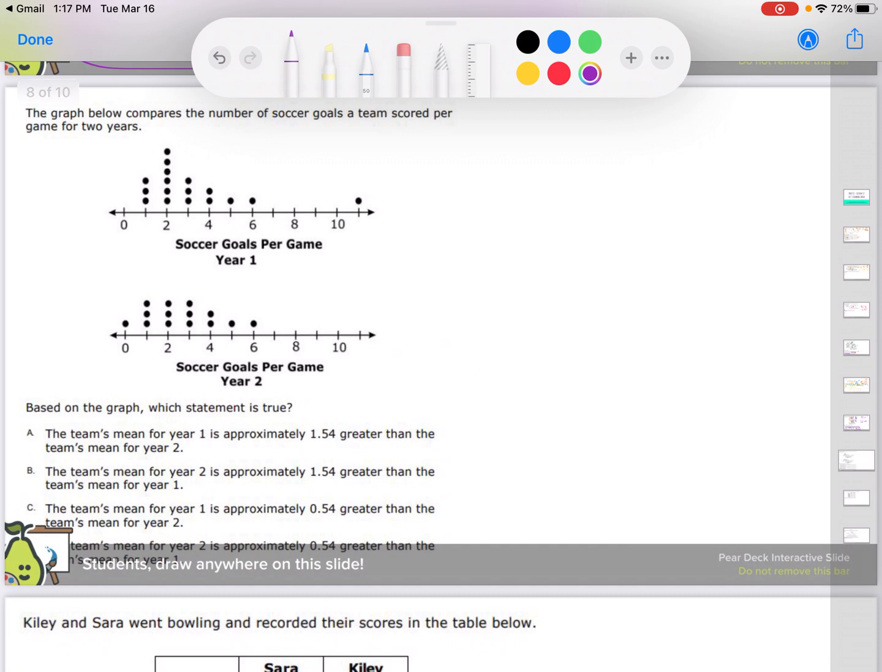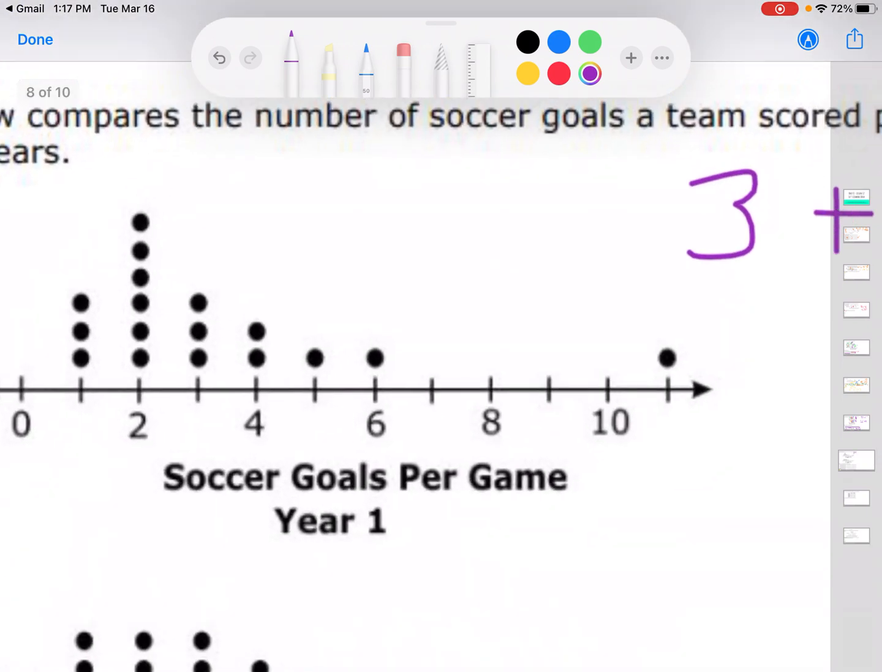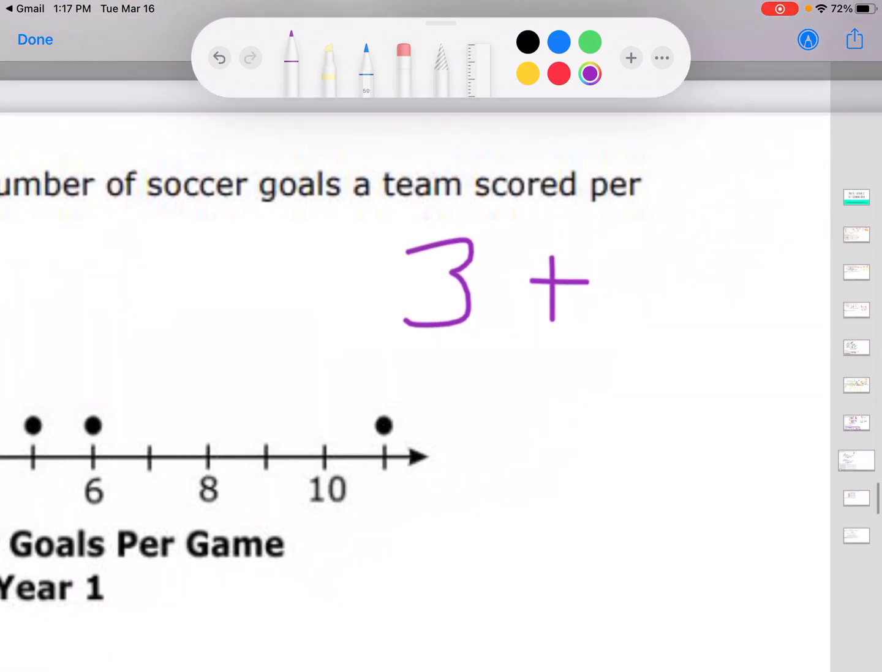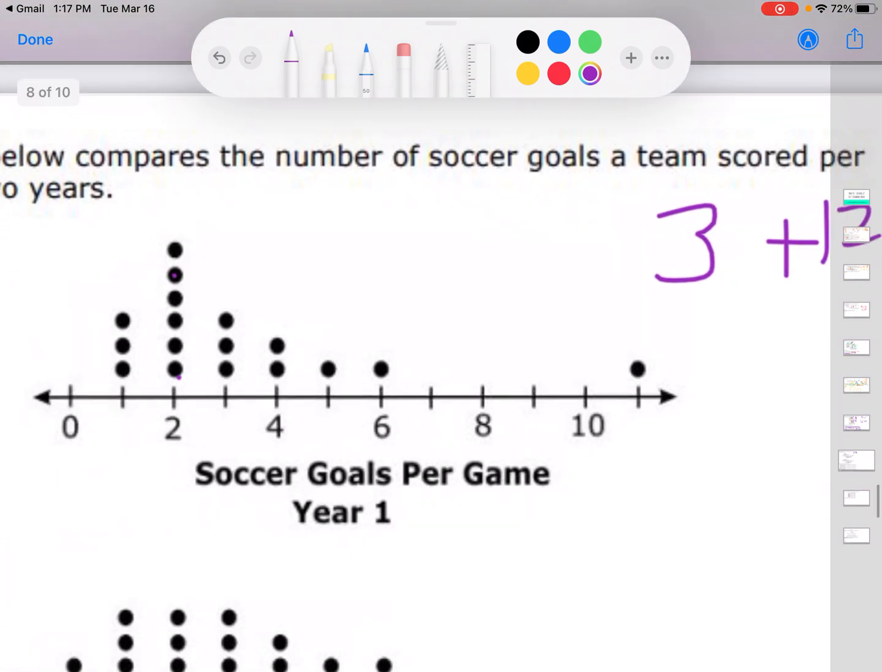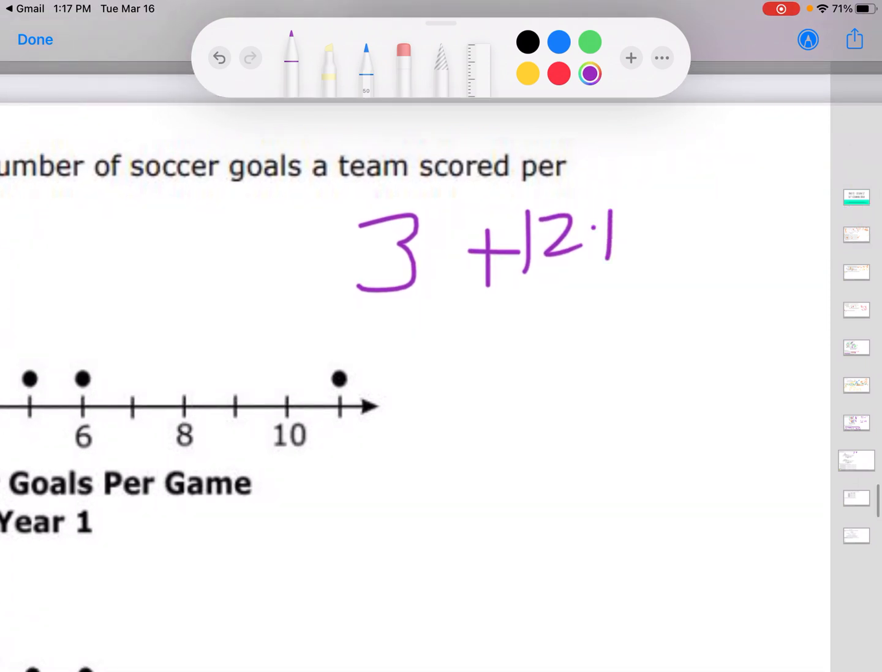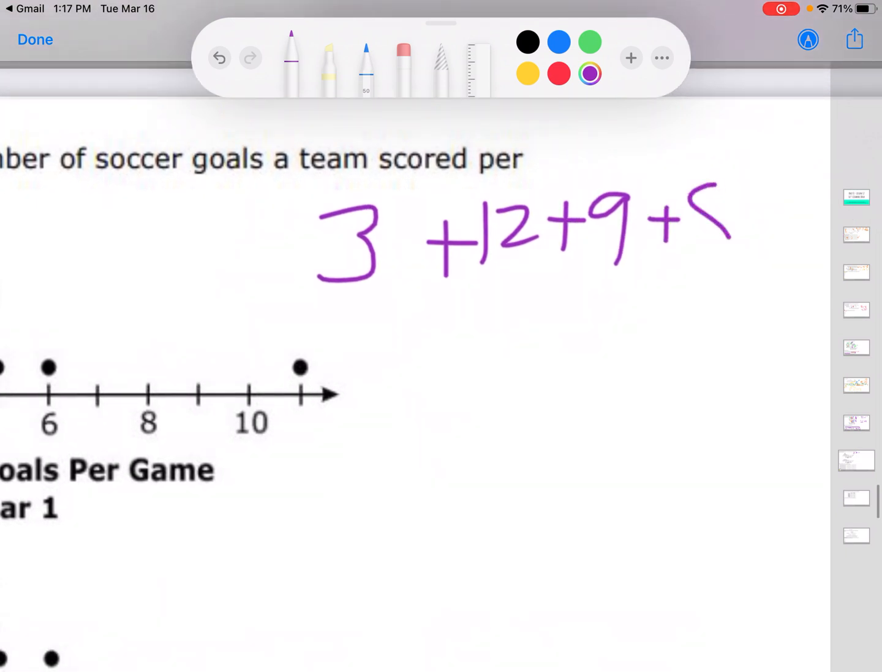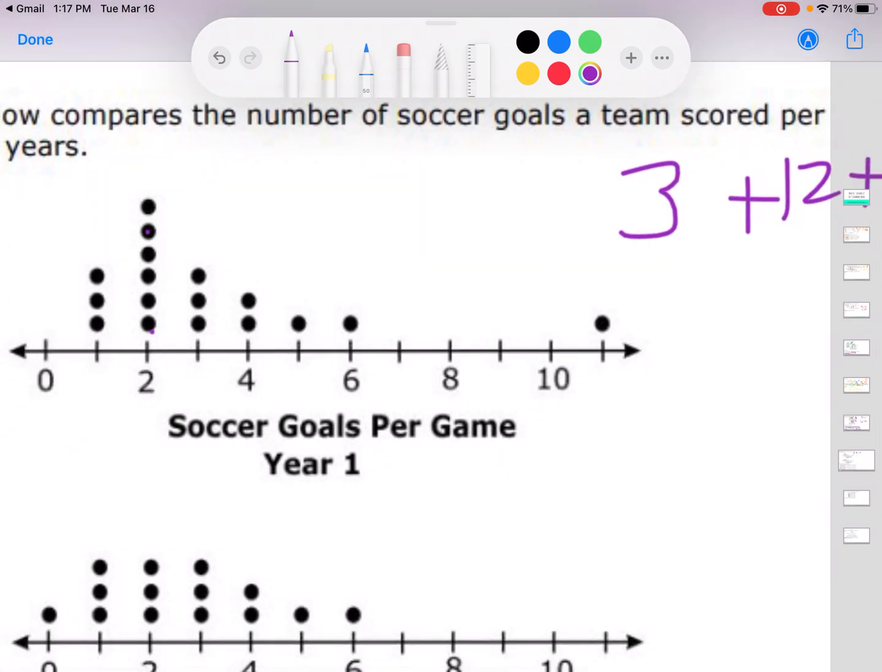All right, for the next one, they want the difference between the means. So remember, mean is when I add up all the numbers and divide by how many numbers there are. The best strategy I can tell you for this is to kind of count it up. So I have 3 ones. I have 1, 2, 2, 4, 6, 8, 10, 12, plus 12, plus 9. And each of these dots is 4, so that's 8, 5, and a 6.